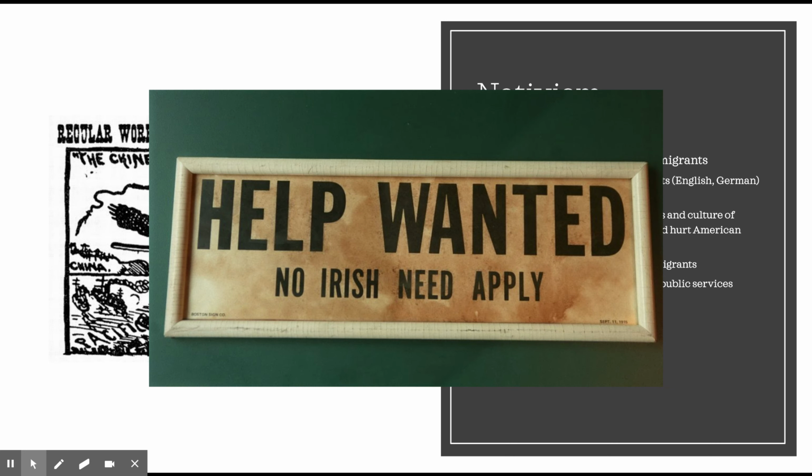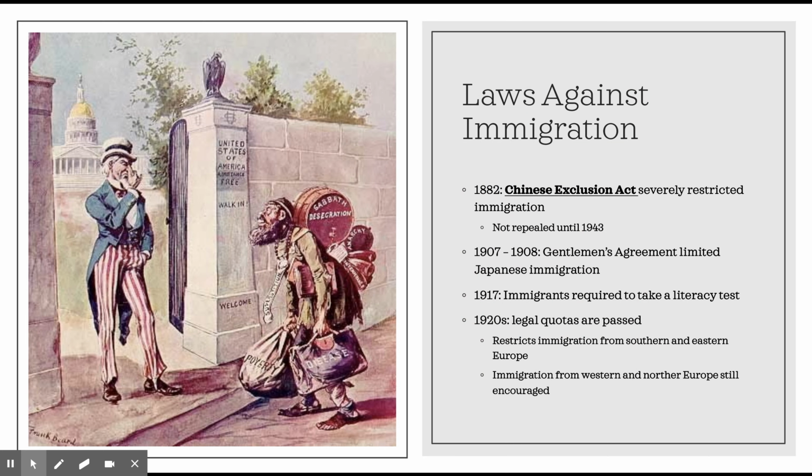Immigrants would also see signs like these, where you can go in for work and they would say, "Help wanted." But if you're Irish, if you're Jewish, if you're Chinese, don't bother applying. You could discriminate back then against people and not really have to worry about the repercussions. So you can see this nativist mentality displayed in this sign here. And there are actually laws against immigration too. For instance, in 1882, the United States passed what was known as the Chinese Exclusion Act.